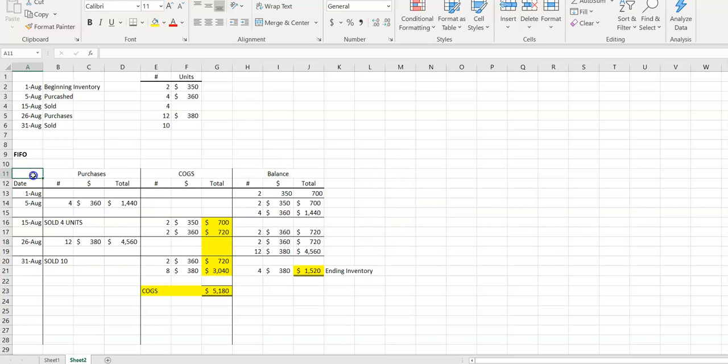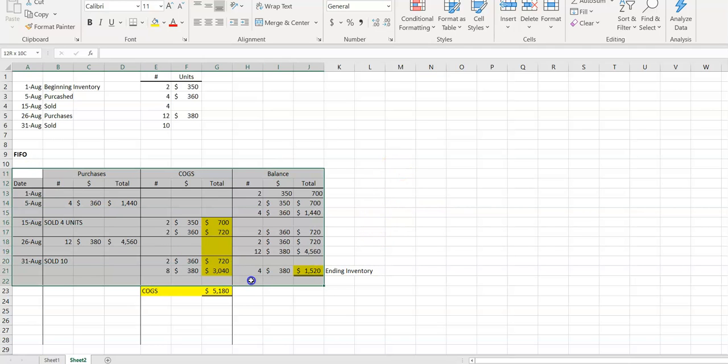All right, let me copy this. I'm going to copy the whole thing. Let me pause it, and I'm going to copy it to do LIFO.